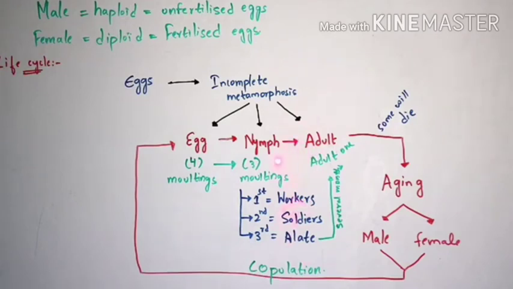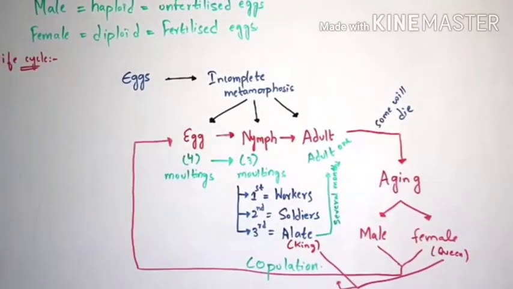And after that, adults undergo aging. During the process of aging, some will die and some will not die. The termites which are alive undergo the aging process and develop as king and queen. That is, the male is said to be the king and the female is said to be the queen, right? The king and queen termites undergo copulation and again form eggs, and again the total life cycle gets repeated. So this is the life cycle of the termite. Now I'll show you the picture, by which you can understand the life cycle of the termite.